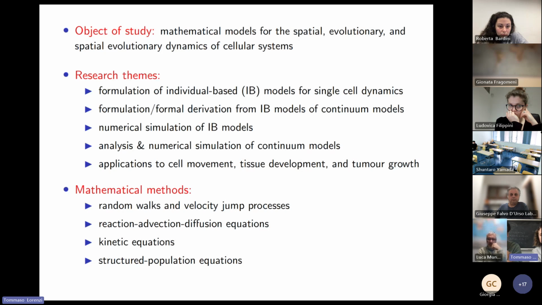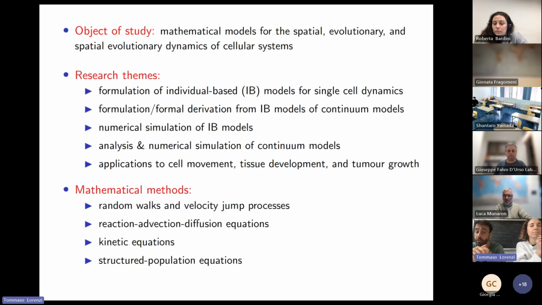Typically, individual-based models are very accurate but quite complex to be studied from a mathematical point of view. And so when we have an individual-based model, we typically rely on numerical simulations. Whereas when we know the continuum counterpart of this model, which is usually formulated as a partial differential equation or a differential equation in general, then we can combine together mathematical analysis and numerical simulations to address different types of biological questions.